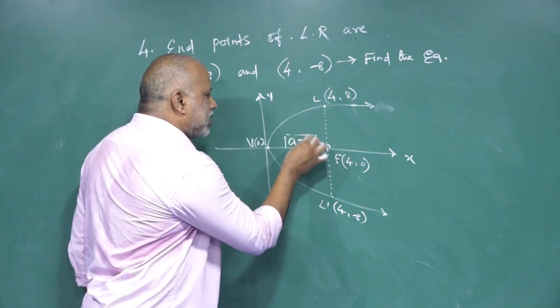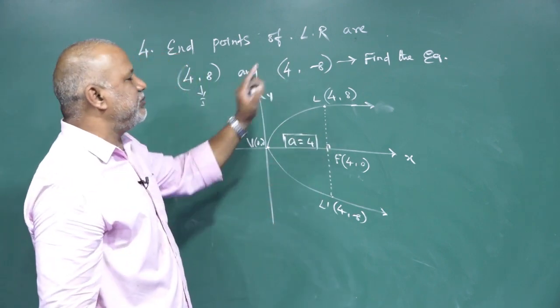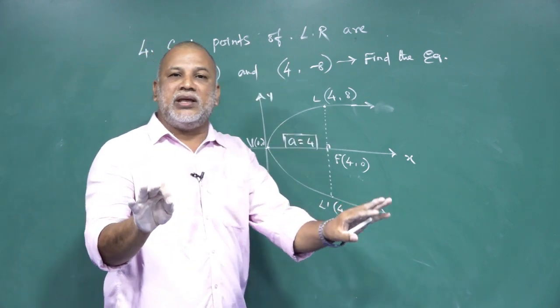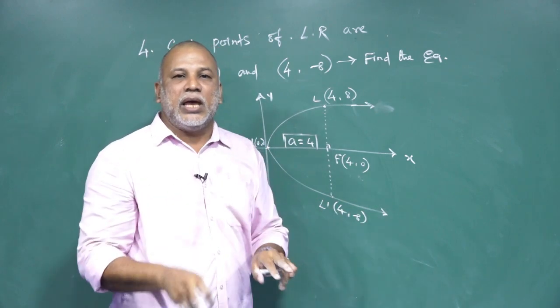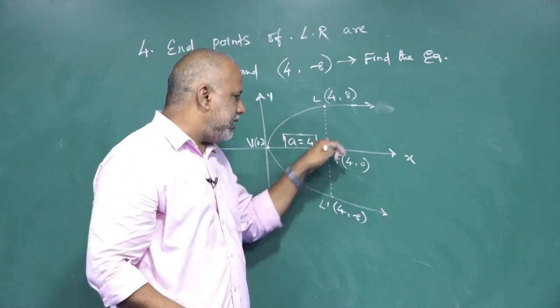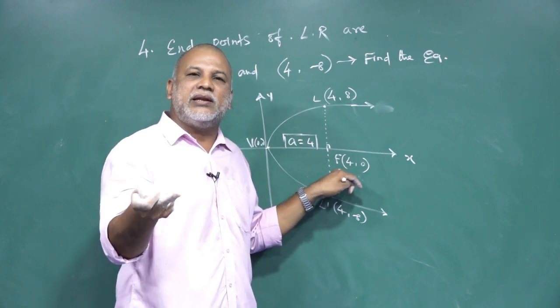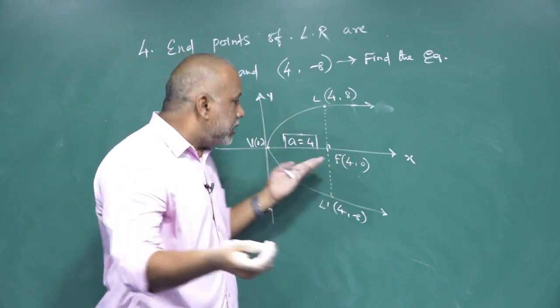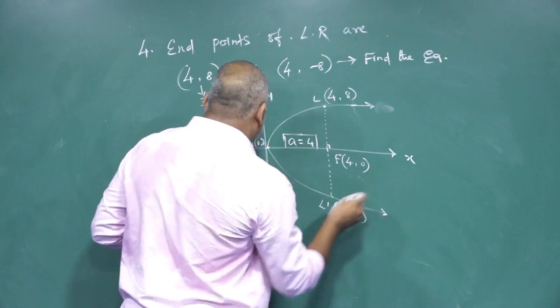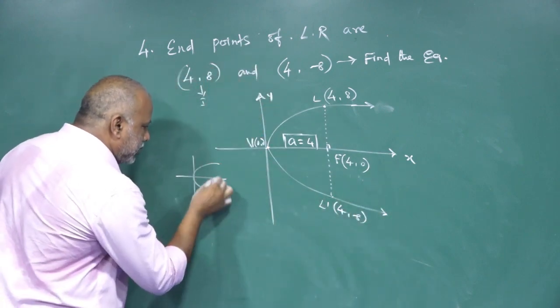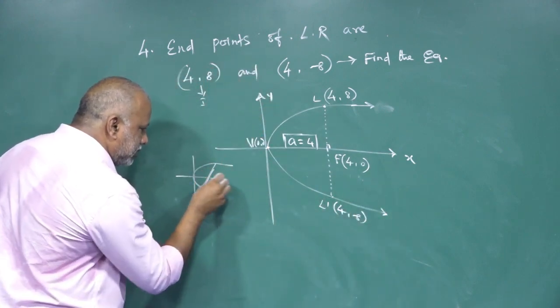So it depends upon the concept. See the concept (4, 8), (4, -8). I already explained the meaning of latus rectum. It is a focal chord, so it passes through the focus. Then only it is called a focal chord. So you can draw like this also. So for example, this is also a focal chord.